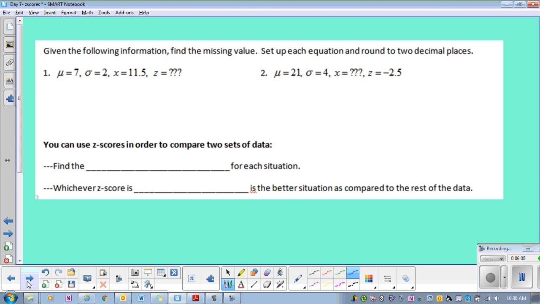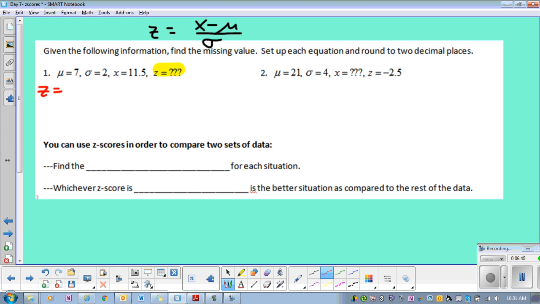So let's look at the next page. We're going to take just the z-scores and just the z-score formula. Given the following information, we're going to find the missing value. We're basically going to set up the equation. Let's round to 2 decimal places. So remember, the formula for z-score is z equals x minus mu over sigma. Number 1. What am I trying to find? I've got to find z. Let's plug in everything.